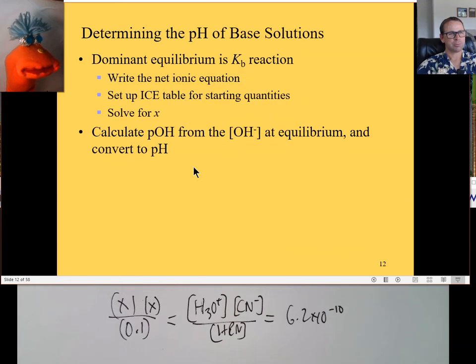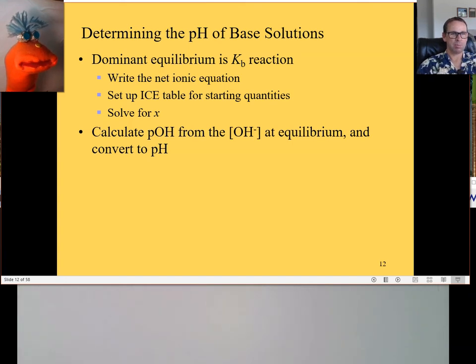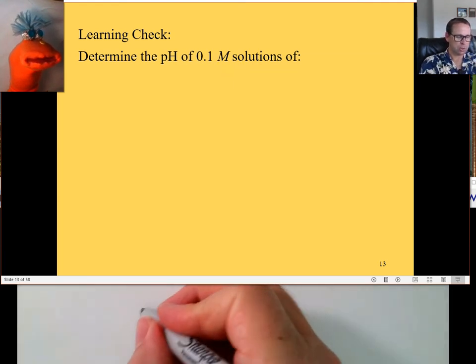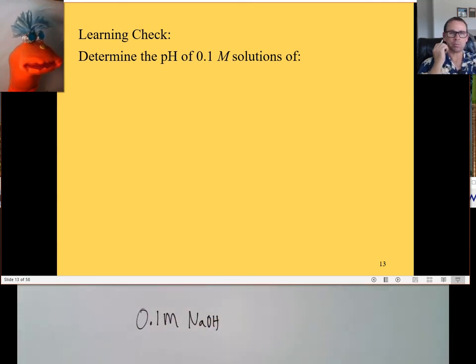Okay, excellent. Now let's do the same thing, but this time let's look at the pH of a base that is placed into solution. So determine the pH for a 0.1 molar solution of a weak base. But again, before we move forward, I want to see if you can identify the pH of a solution of 0.1 molar NaOH. What's the pH of that solution? Do I need the Kb? We don't need the Kb because this is a strong base.